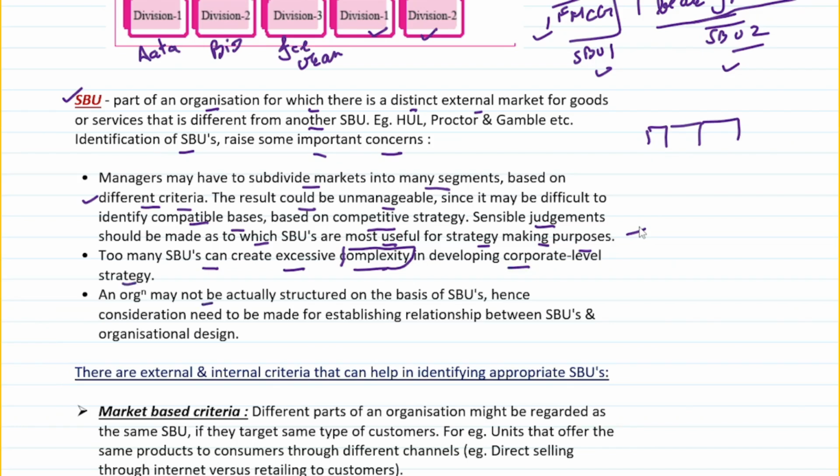And an organization may not actually be structured on the basis of SBU. Hence, consideration needs to be made for establishing a relationship between SBUs and the organization design. So the design of the organization may be completely different. SBUs may come eventually, so organization design is not based on the structure of an SBU. So you have got to set up a correlation between the SBUs and the organizational design. So these are the 3 points which may be the important concerns in relation to strategic business units.